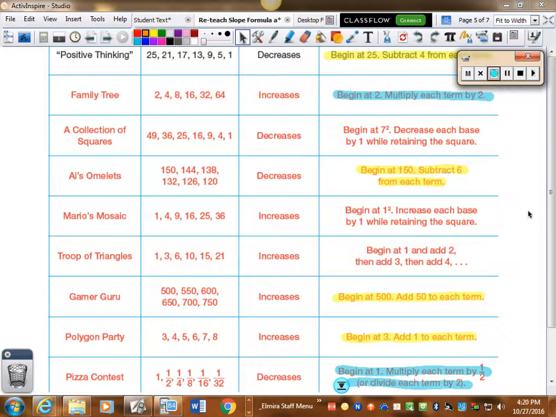So all of these sequences that multiply by something, they're a special type of sequence called a geometric sequence. And then the rest of these sequences, they're patterns. There's no doubt that there's a pattern to it. But they are not arithmetic or geometric. They are neither one.